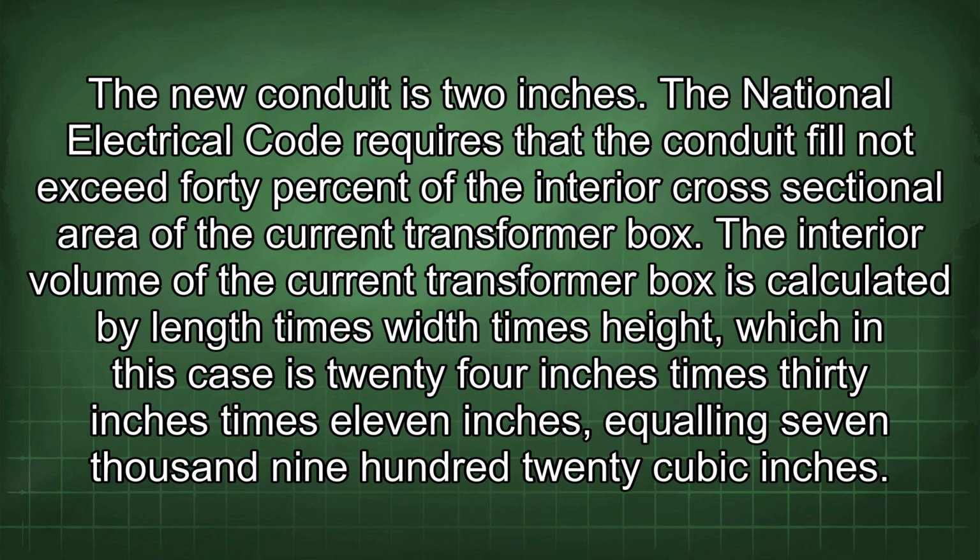The new conduit is 2 inches. The National Electrical Code requires that the conduit fill not exceed 40% of the interior cross-sectional area of the current transformer box. The interior volume of the current transformer box is calculated by length times width times height, which in this case is 24 inches times 30 inches times 11 inches, equaling 7,920 cubic inches.